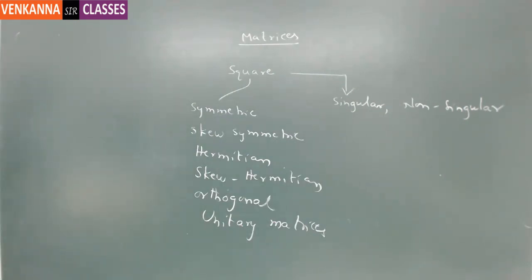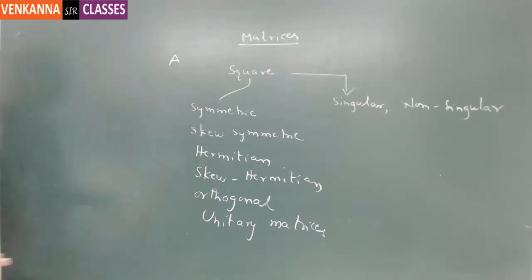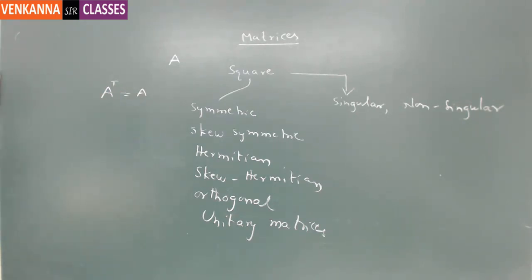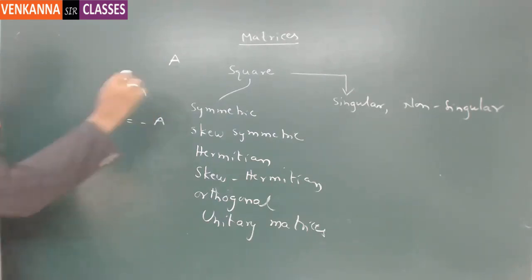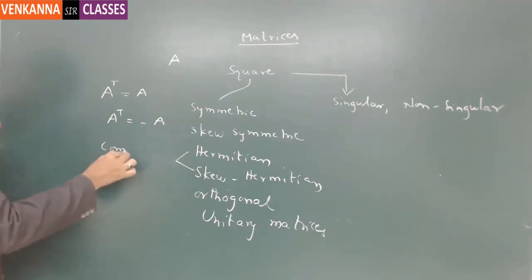So let us go back to the definition first. Suppose we have taken a square matrix A. We say that A is a symmetric matrix if you calculate the transpose of A, it must be equal to A. For skew symmetric matrix, I can say A transpose is equal to minus A. Hermitian and skew Hermitian matrices we call where the entries in the matrix are complex numbers.